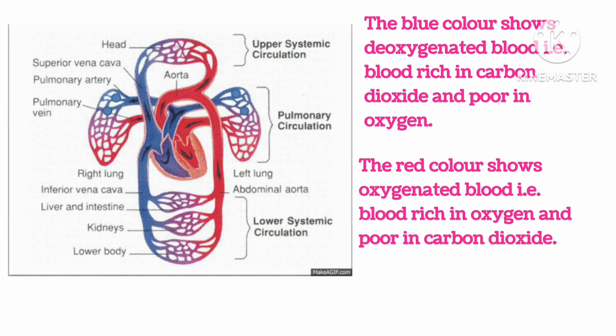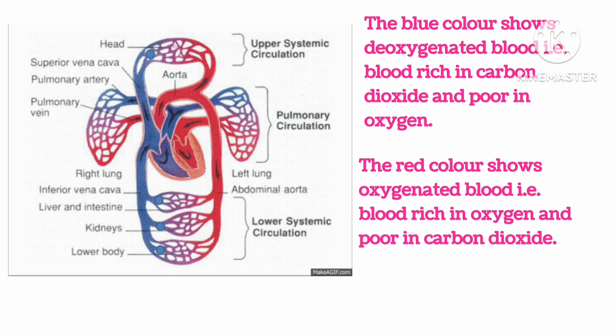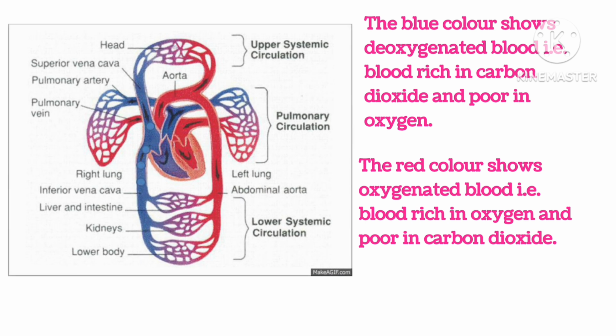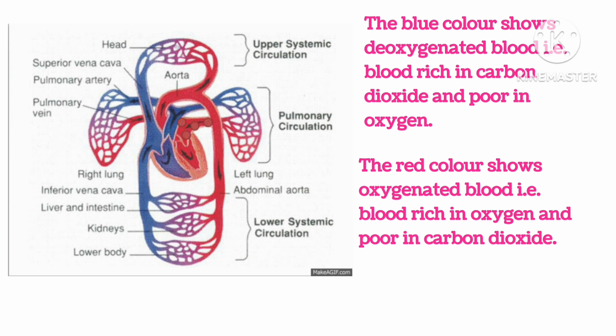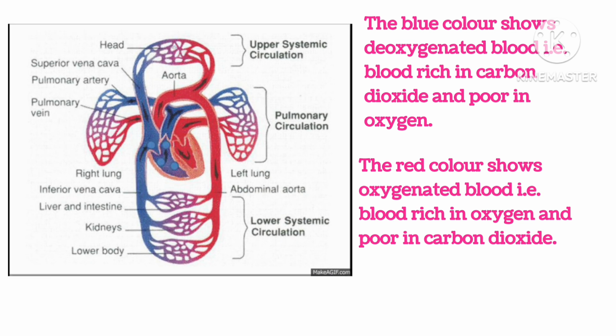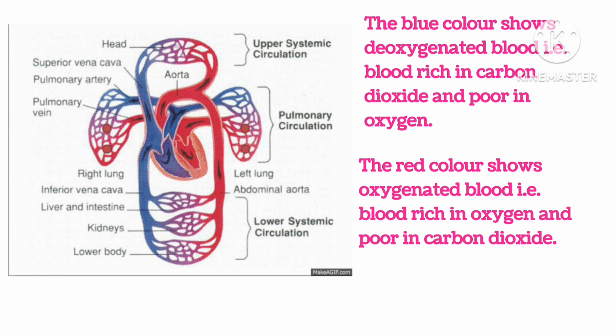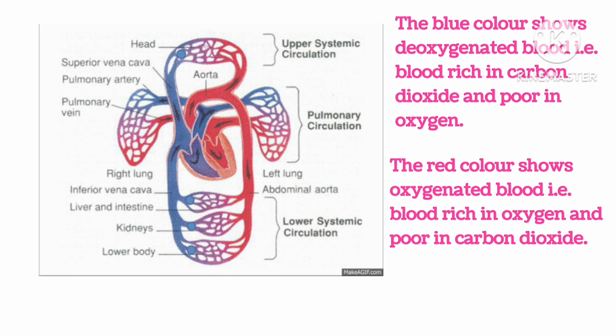So as you can see in the picture, the deoxygenated blood collected from the body enters into the right side of the heart, and from the right atrium to the right ventricle, and then through the pulmonary artery enters into the lungs, where exchange takes place, and then through the pulmonary vein oxygenated blood enters the left side of the heart, and from there through systemic arteries it is supplied to the whole body.